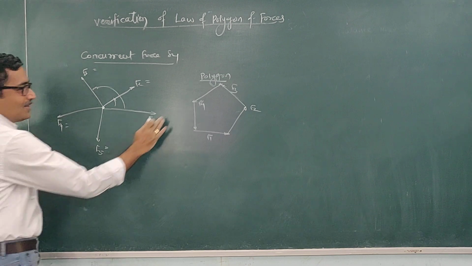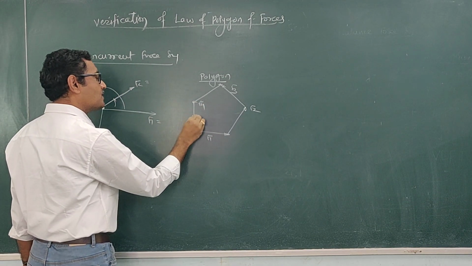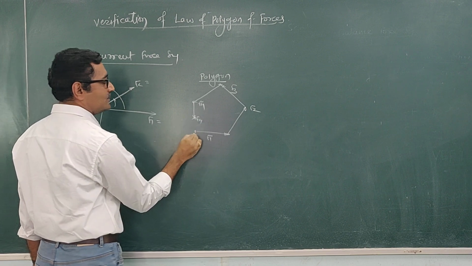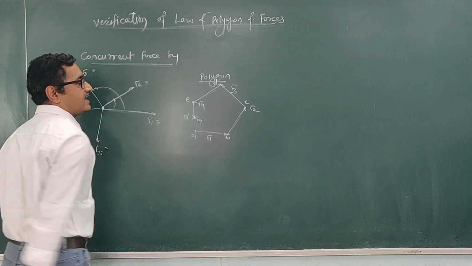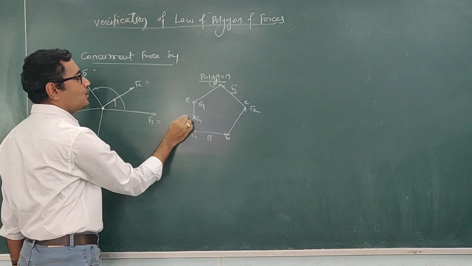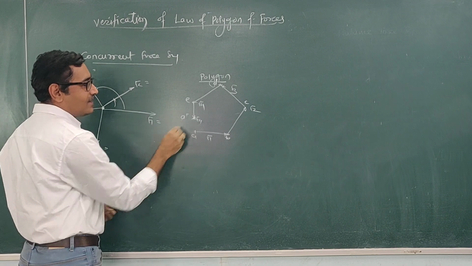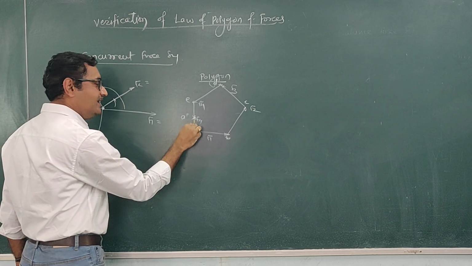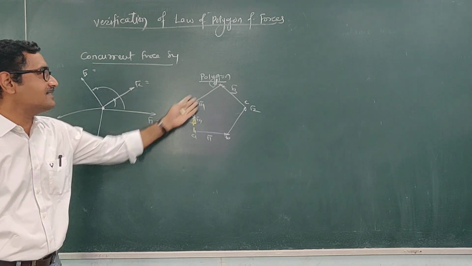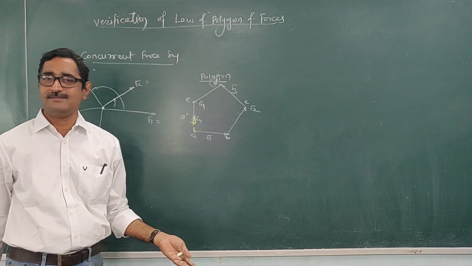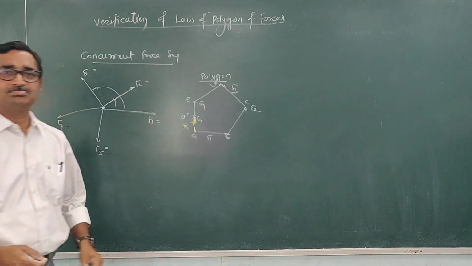Now, suppose this is A, B, C, D, E, and suppose this is A dash. If the fourth force ends at this A dash, then the closing side of the polygon represents the resultant of these 5 forces taken in order, because the resultant is nothing but the vector summation of all the forces. So this closing side represents their resultant.